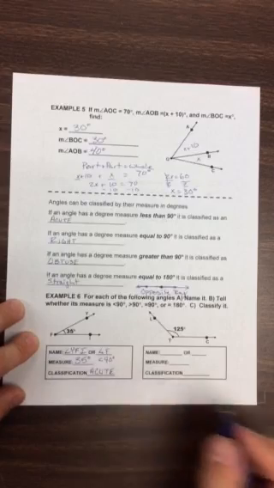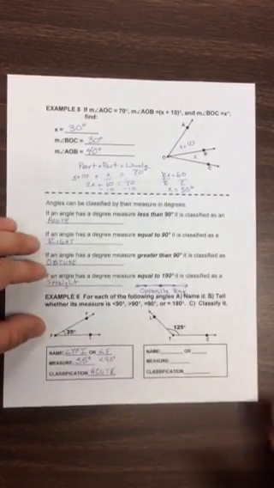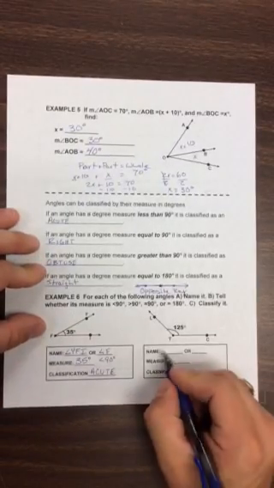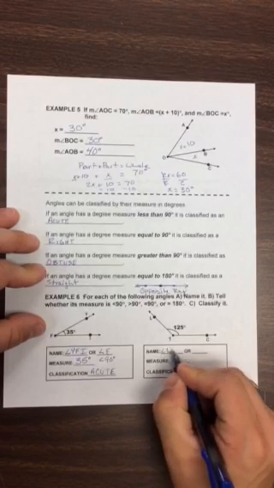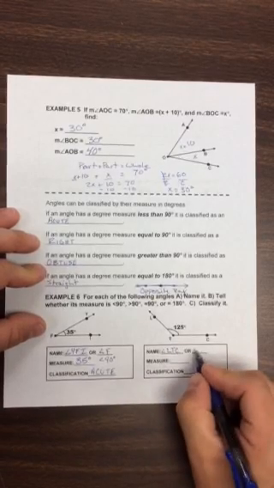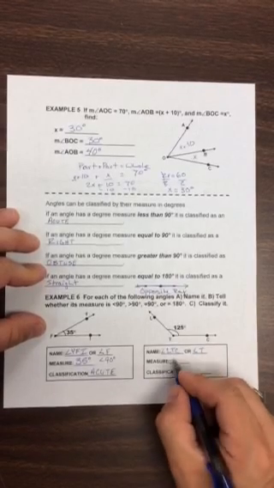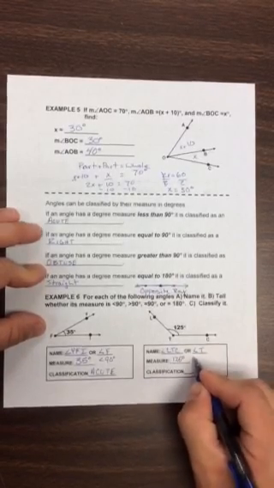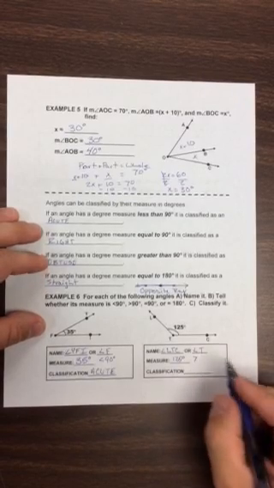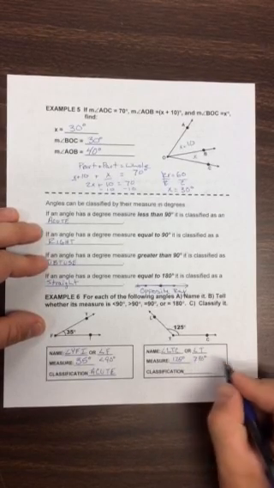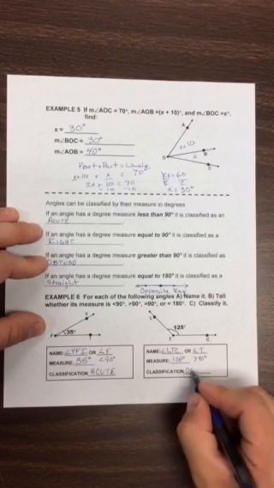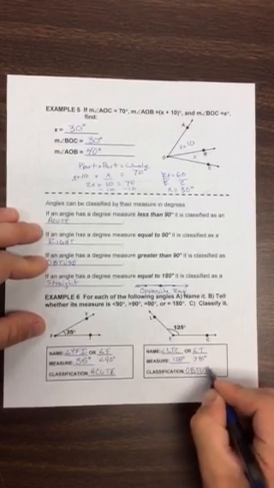So, looking on to the next part. First thing, we're going to name it. This is angle LTC, otherwise known as angle T for the vertex. The measure is 125 degrees. It is more than or greater than 90 degrees. And since it is greater than 90 degrees, we're going to call it an obtuse angle.